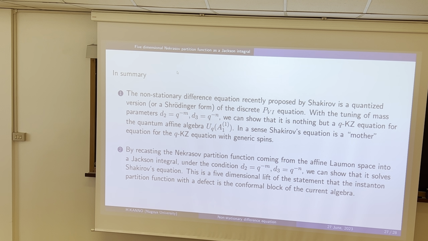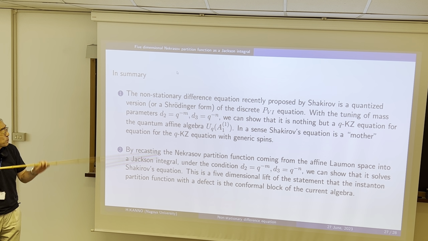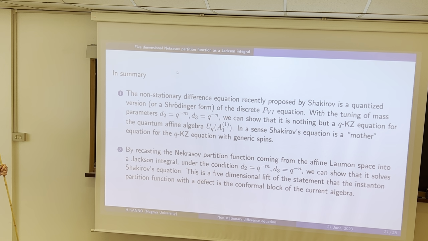So in summary, the non-stationary difference equation proposed by Shakirov is a quantized version, or Schrödinger form, of the discrete Painlevé 6 equation. And with the tuning of mass parameters, we can show that it is nothing but the quantum KZ equation for the quantum affine algebra of U_q(A1), that is the SU(2) quantum affine algebra. So in a sense, Shakirov's equation is a mother equation for all the quantum KZ equations. If we impose this specialization, that produces finite dimensional QKZ. So in that sense, the Shakirov equation contains all the data of quantum KZ equations.